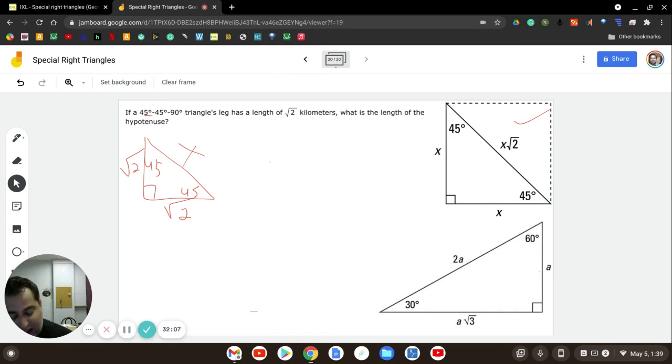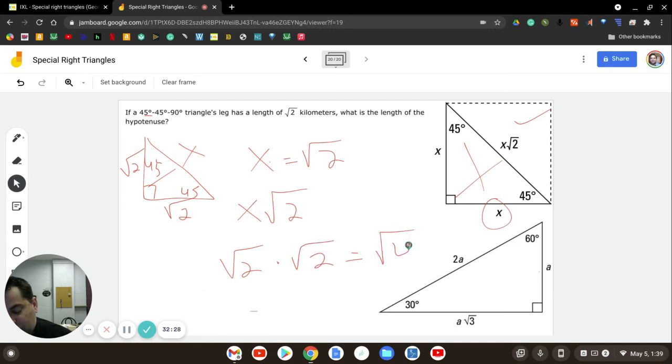I know that opposite 45 is x, so I know that x is going to be square root of 2. And opposite 90 is going to be x times the square root of 2. Well, let's do it like this. And then I know x is square root of 2, so it's square root of 2 times the square root of 2, which is going to be the square root of 4, which we know is 2.